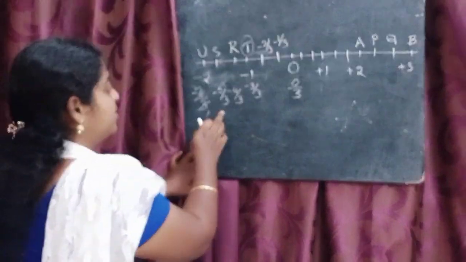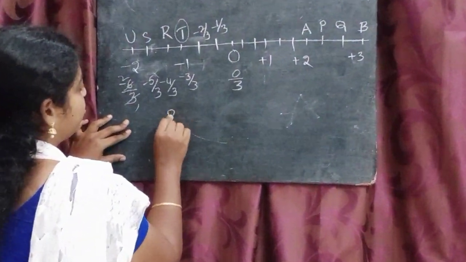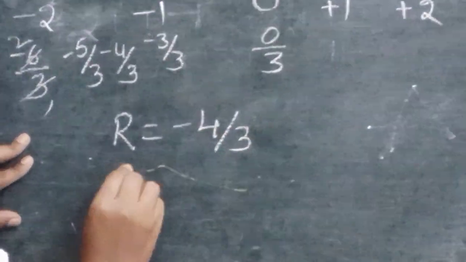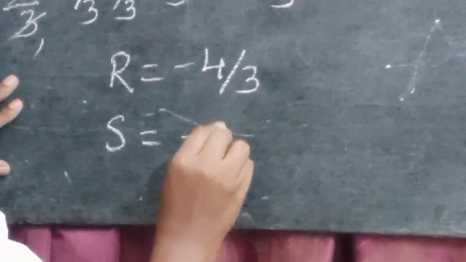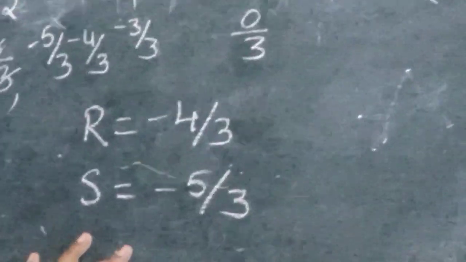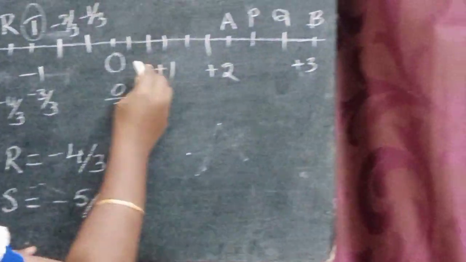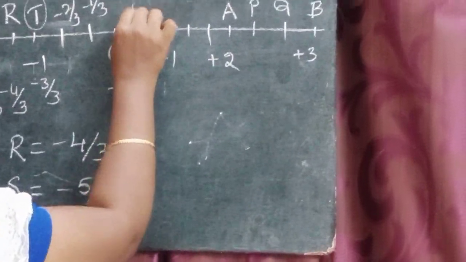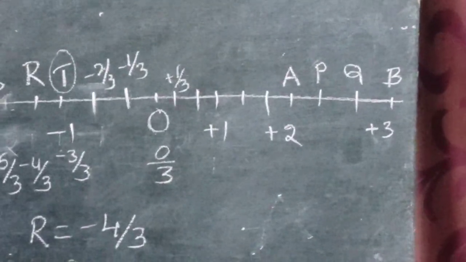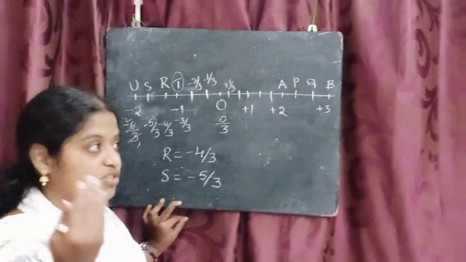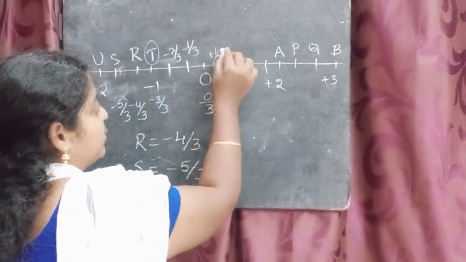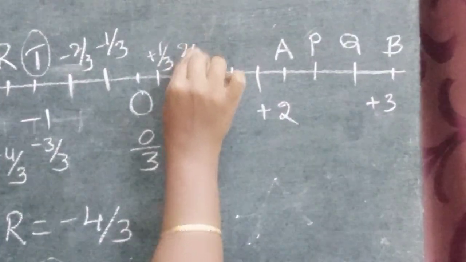Okay. Now here you can write R value is -4 by 3 and S value is equal to -5 by 3. Clear children? Now here you see +1 by 3. Plus no need to mention. If there is no symbol in front of a number, you can assume that that is the positive number. Okay. +1 by 3. Here it is +2 by 3.